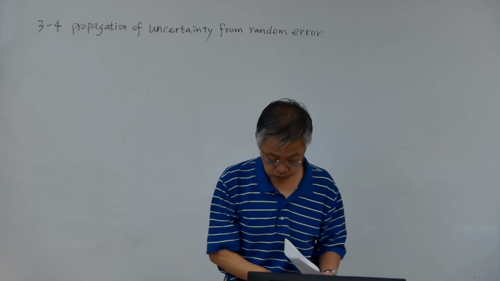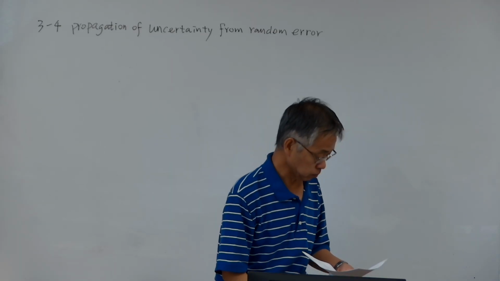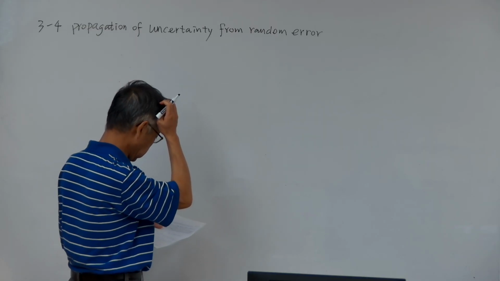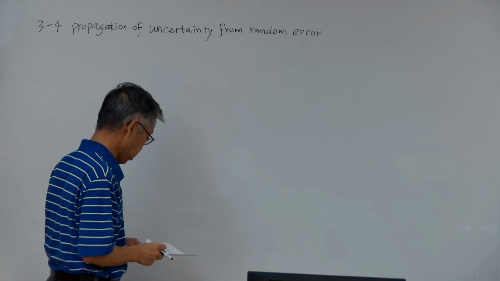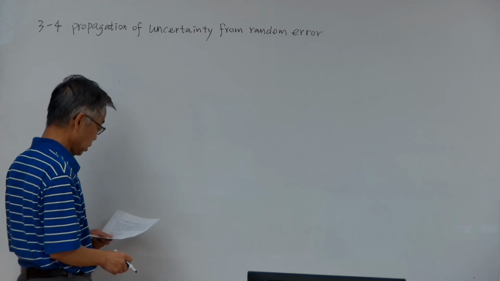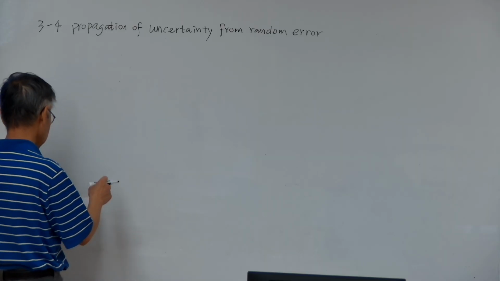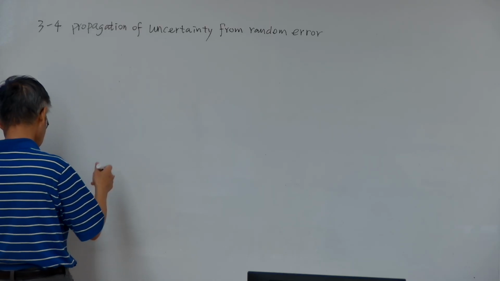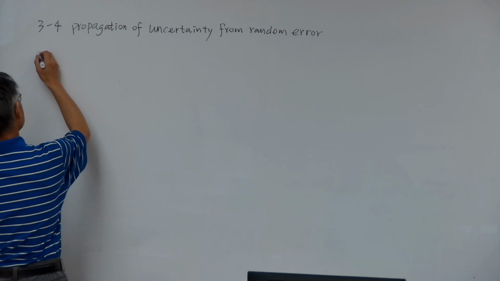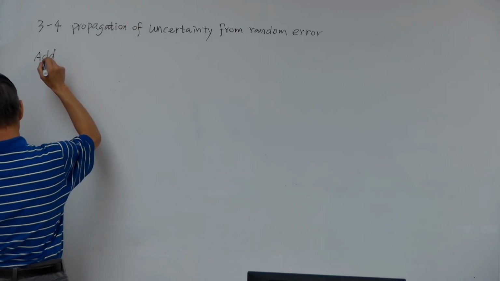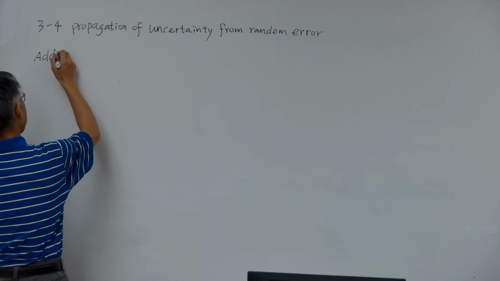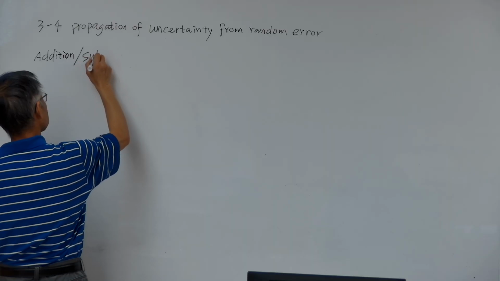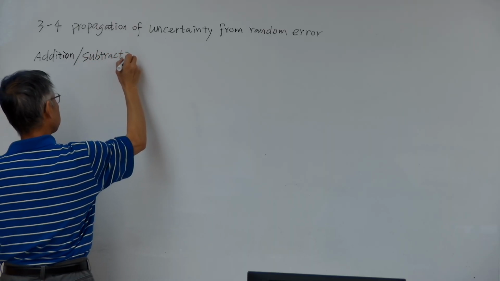For most experiments, we may need to perform some arithmetic calculations on several numbers, and each number has a random error. Then the uncertainty in the result is not simply the total of the individual errors, because some are positive, some negative. They can cancel somewhat. So how the result's error or uncertainty depends on the operation. Addition and subtraction follow the same rule.